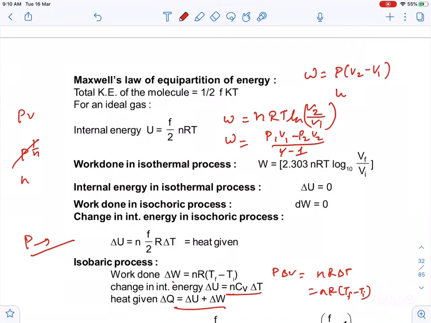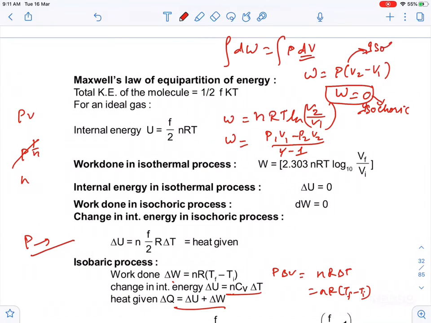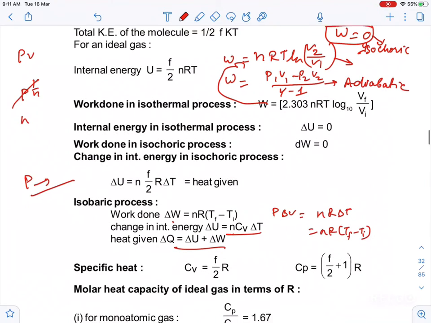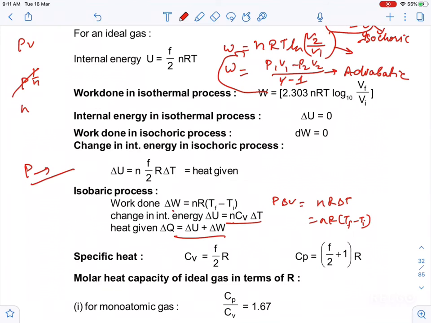Now work done in an isobaric process is what? P (V2 minus V1). Work done in an isochoric process is 0, because work done is written as dW equals P dV, and the volume is constant in an isochoric process. So work done is 0 in isochoric. This is isochoric, this is isobaric, pressure remains constant. This is isothermal as we have written here, and this is adiabatic. Keep in mind guys, any question can be asked on all these work done.